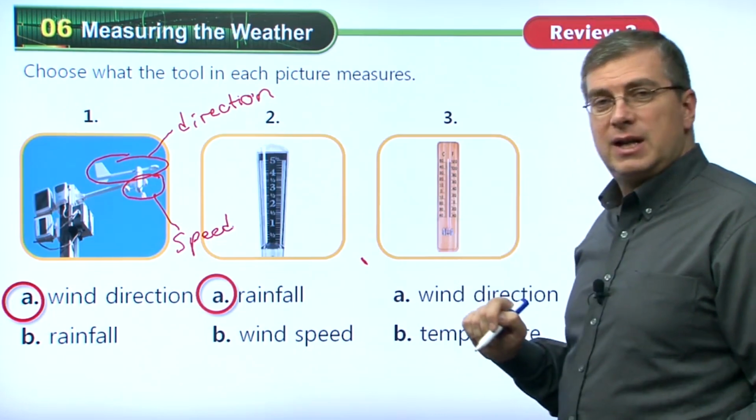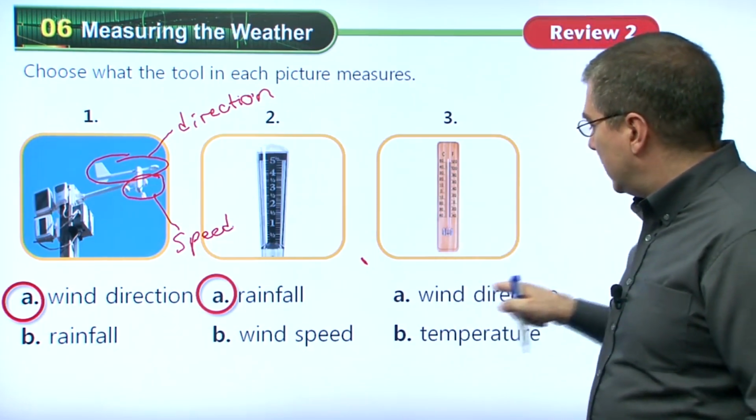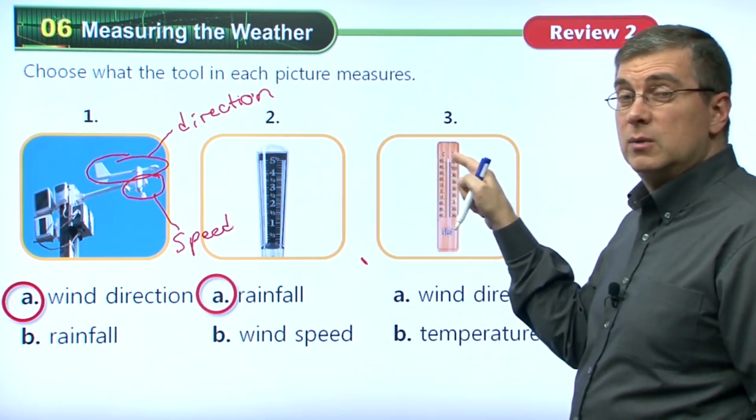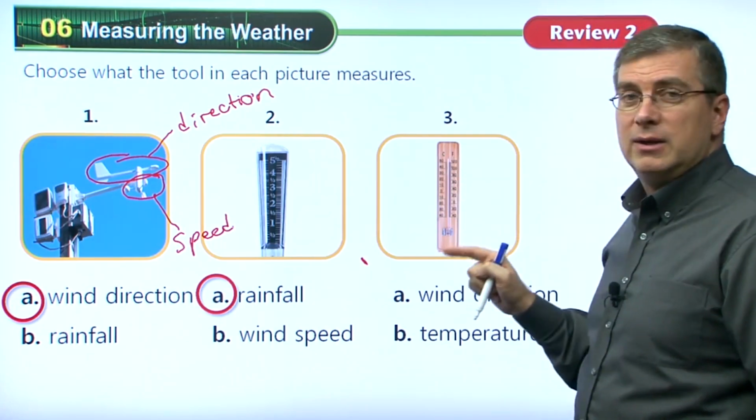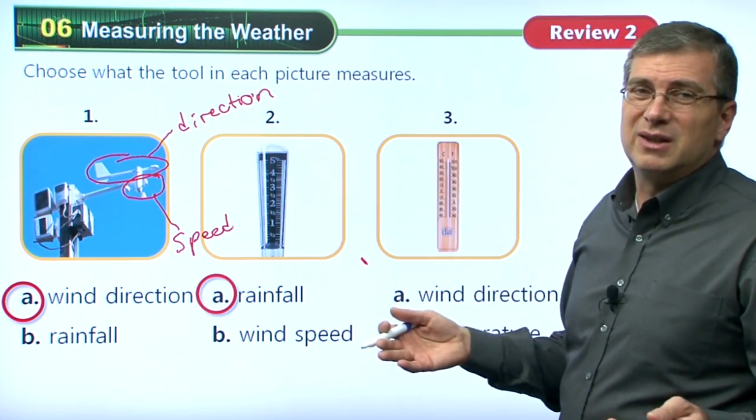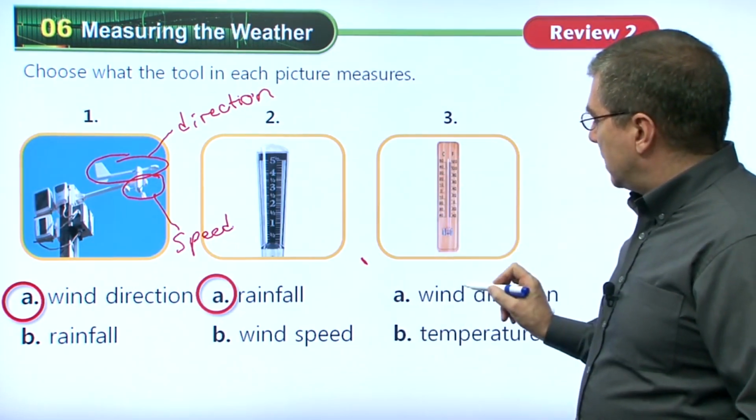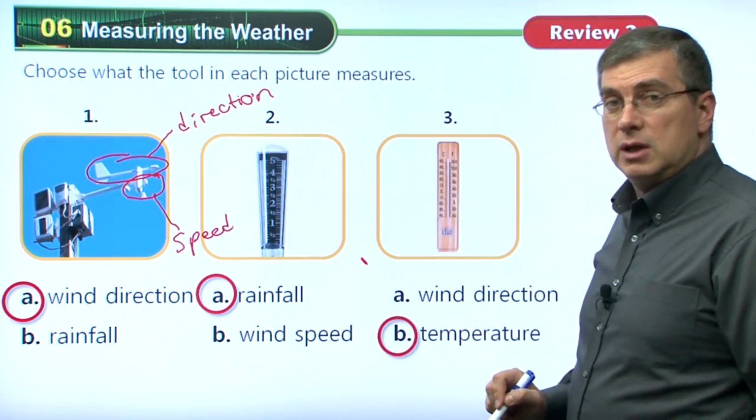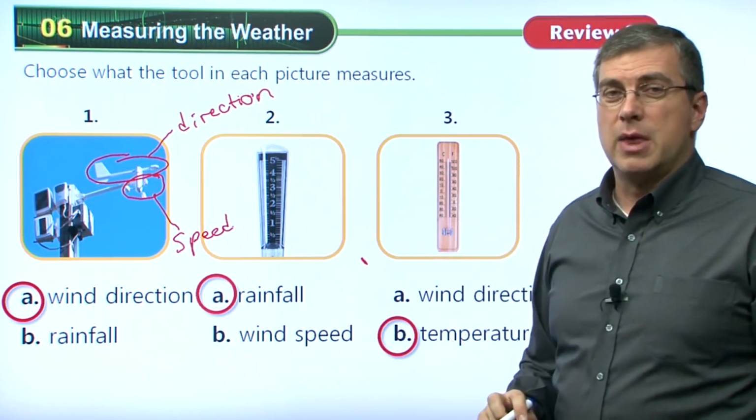Number 3, what is this here? First of all, what is it measuring? Is it measuring wind direction or temperature? You can see there's two sides. We have Celsius, which is a system used in Korea and most of the world, and Fahrenheit, which is a system used just basically in America. So what is it measuring? Is it measuring wind direction or temperature? Well, if you chose temperature, you are correct. What is this called? Thermometer.